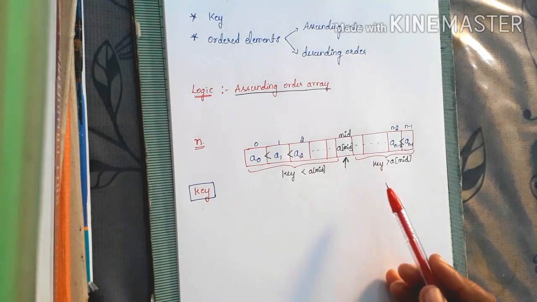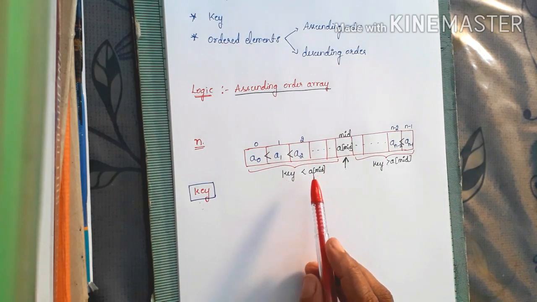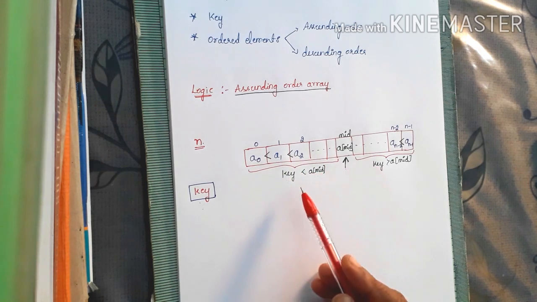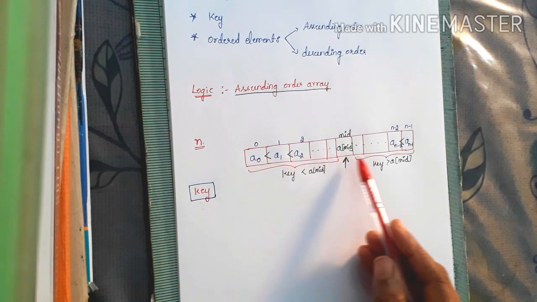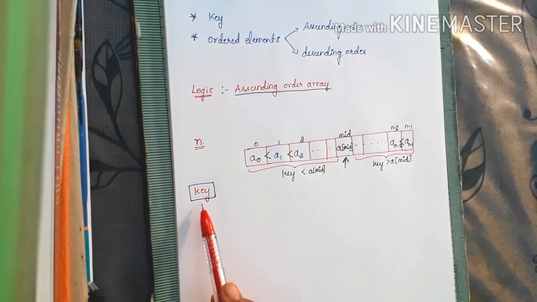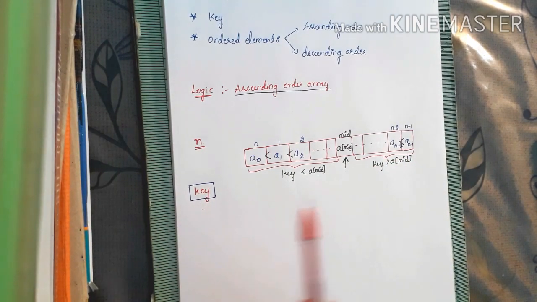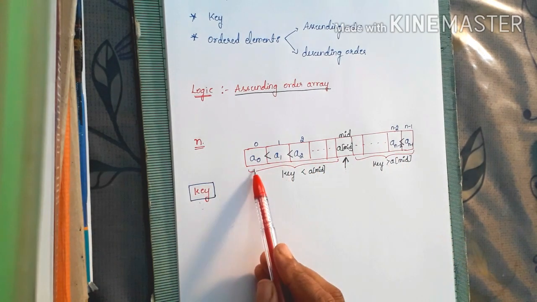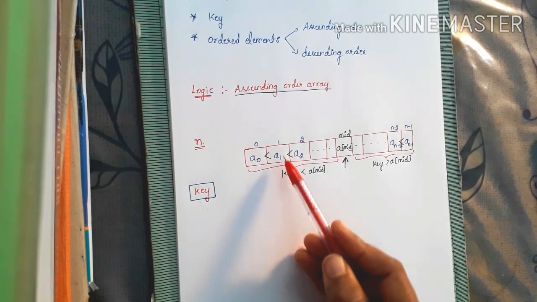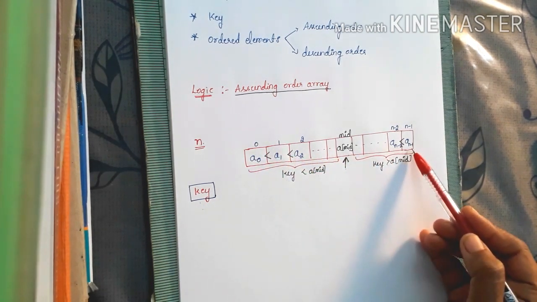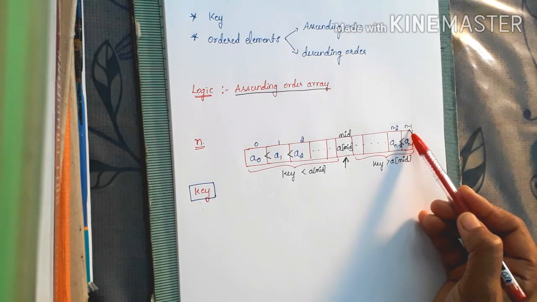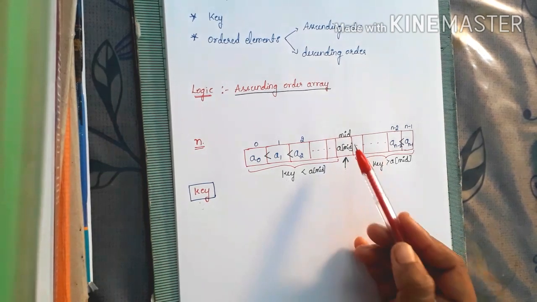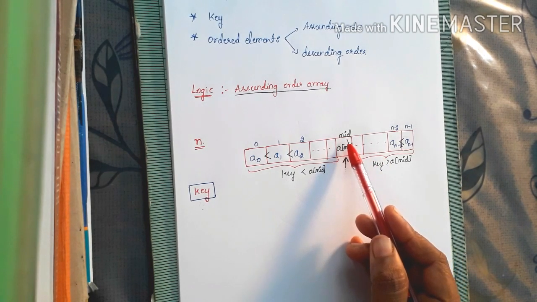Once again, I'll repeat the logic. In binary search technique, array elements must be ordered elements. Here I have taken ascending order elements, and the element that we want to be searched is known as the key element, and the number of elements in the array is n. The position of the first element is 0, the position of the second element is 1, the position of the last element is n minus 1, and the position of the middle element is mid. Later I will tell you how to find the position of this mid element.